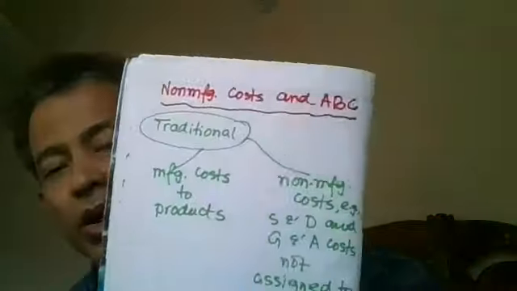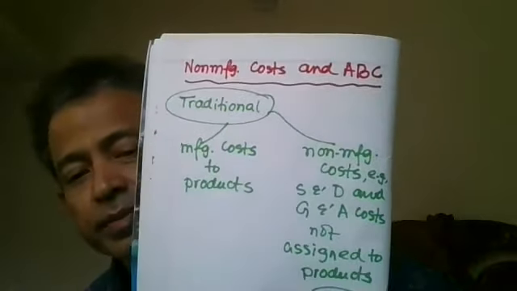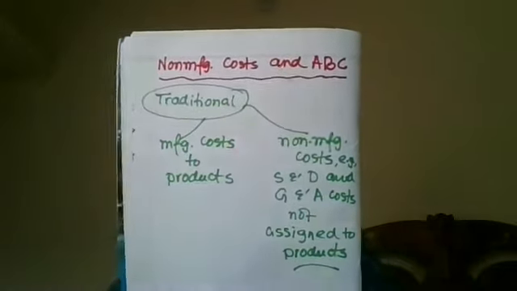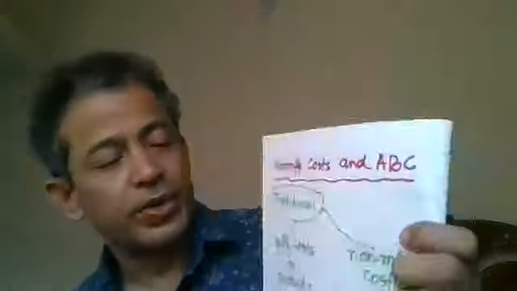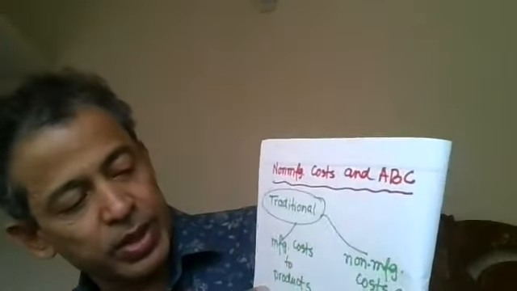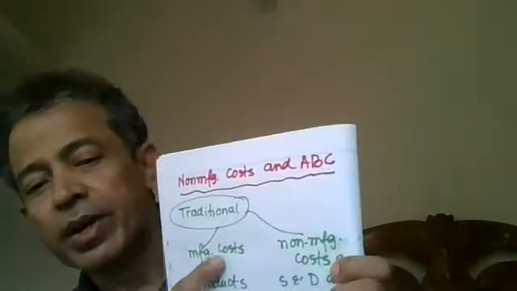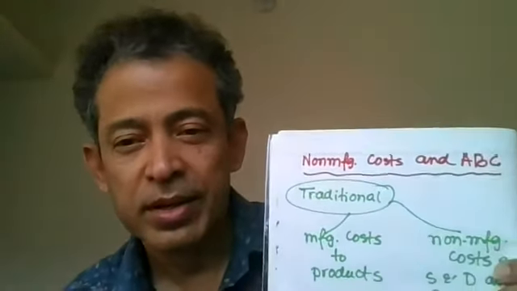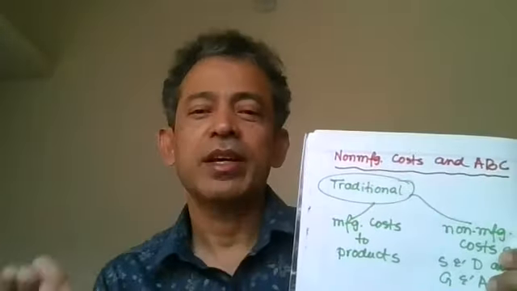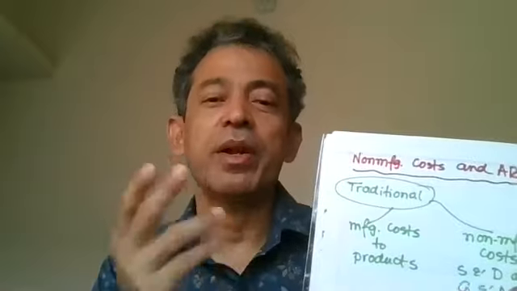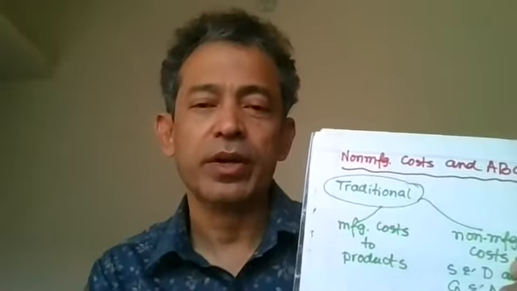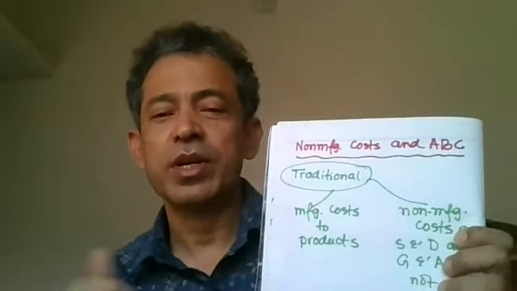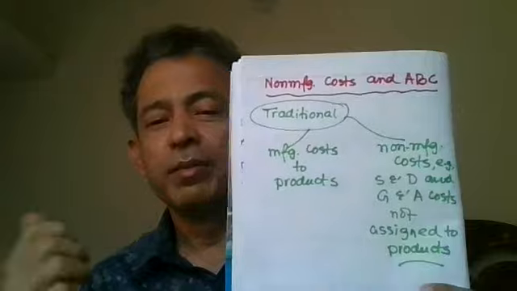And now look at this. How do we treat non-manufacturing costs in ABC? Under the traditional costing methods, they assign manufacturing costs to products and non-manufacturing ones to the period. Clear? Manufacturing, product, so material, labor, and manufacturing overhead together are all product costs, and then selling and distribution and general admin are period costs.